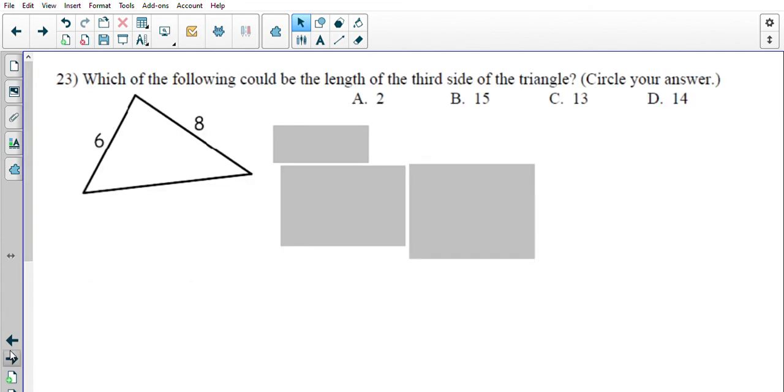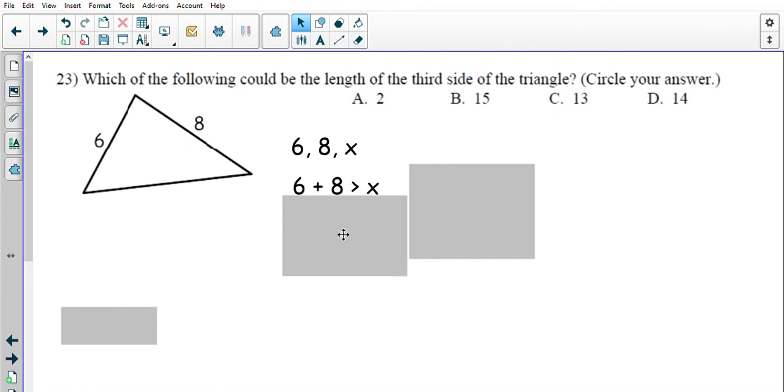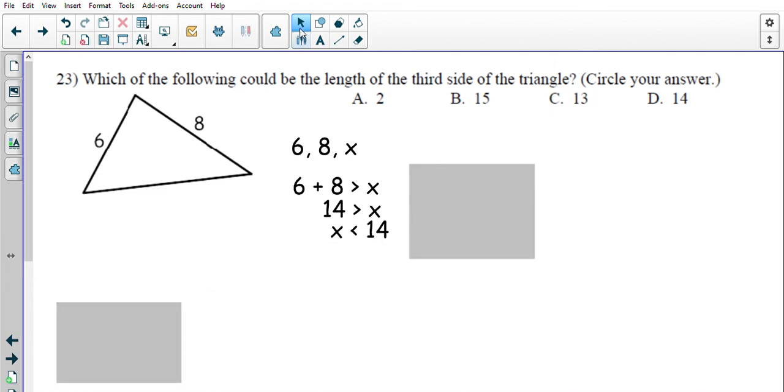All right, number 23. It says, which of the following could be the length of the third side of the triangle? So I've got 6 and 8. I'm going to let my third side be x. So let's set up some inequalities. 6 plus 8 is greater than x. That gets us 14 is greater than x, or x has to be less than 14.